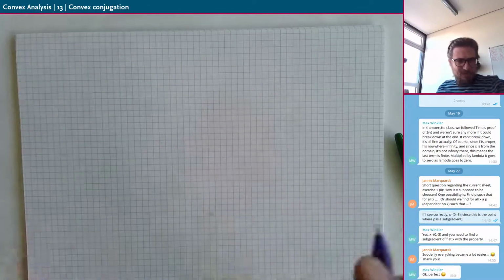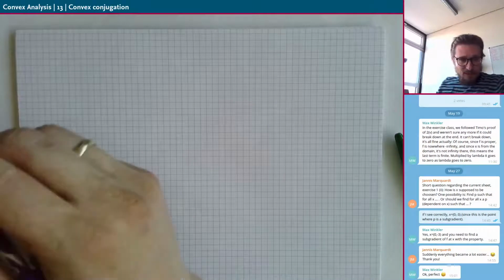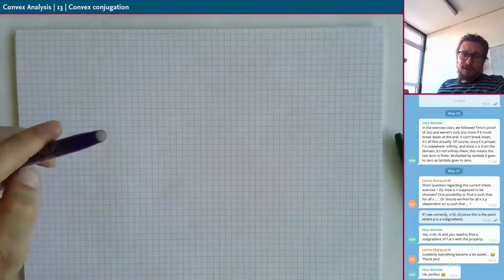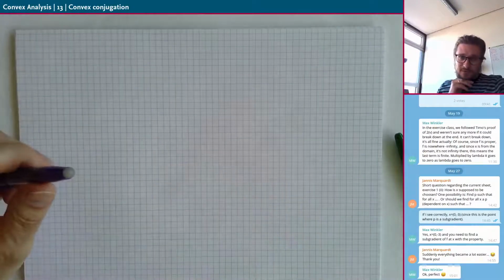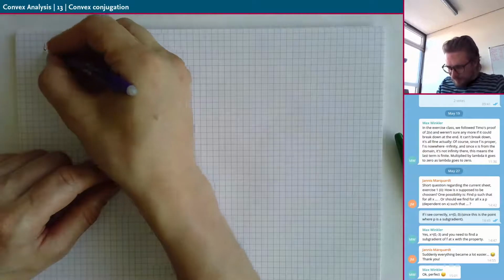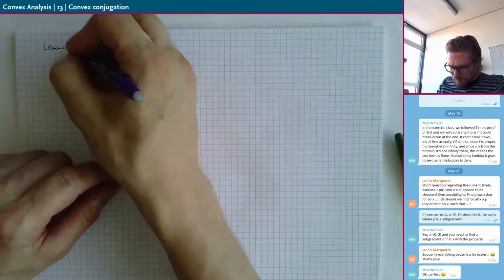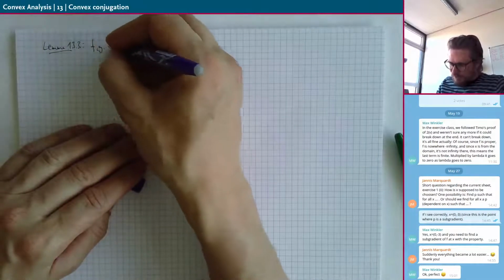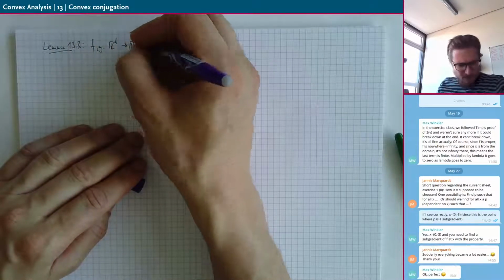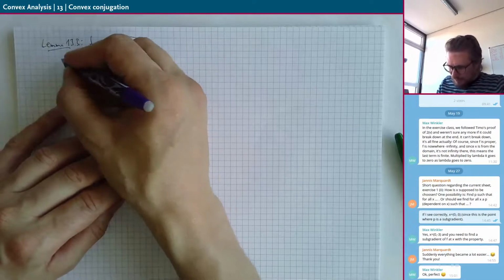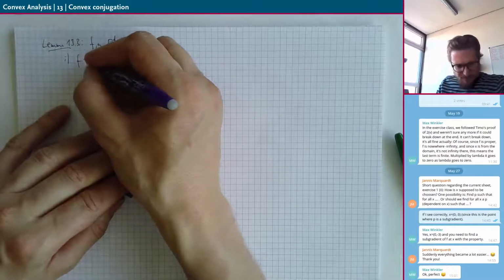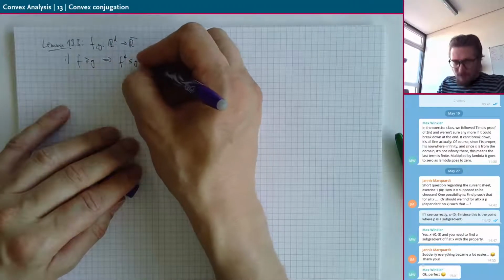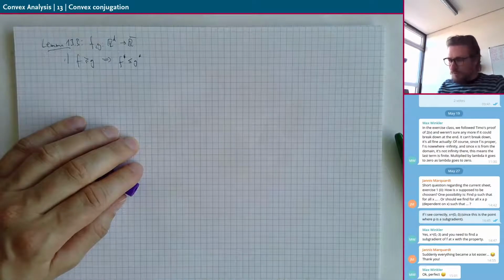Now let's prove some things here. The most interesting thing would be the biconjugate, so that we can recover the function from its conjugate under some circumstances. Before I come to that, which is not totally straightforward to prove, we first prove the simple things. If we have two functions f and g from Rd to the extended real line, then we always have: if f is larger than g, then the conjugate of f is smaller than the conjugate of g. So this is kind of order reversing.